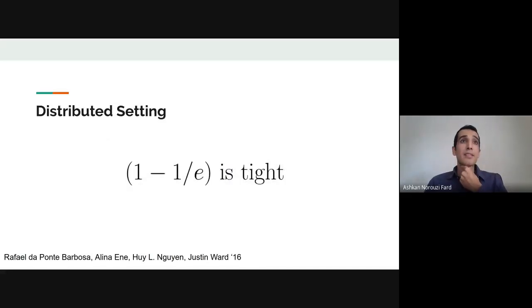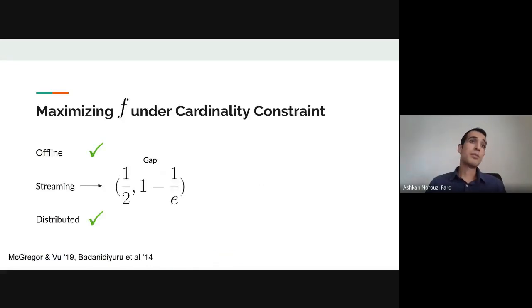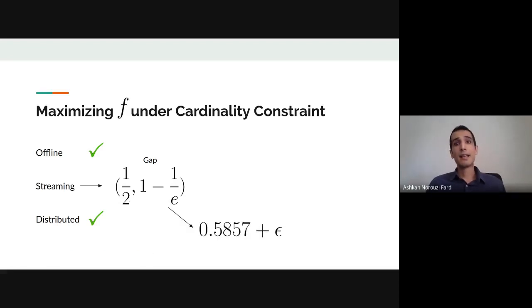Due to the large size of the data, the distributed setting and streaming setting have also attracted a lot of attention, and it's known that 1 minus 1 over e is tight in the distributed setting as well. But it has remained open to get a tight answer for the streaming setting. It was known that there is a gap between 1/2 and 1 minus 1 over e in the streaming setting. In a very recent work, Huang et al. showed an upper bound of 0.58. So basically, no algorithm can achieve better than 0.58 in the streaming setting. And in this work, we show that 1/2 is tight.